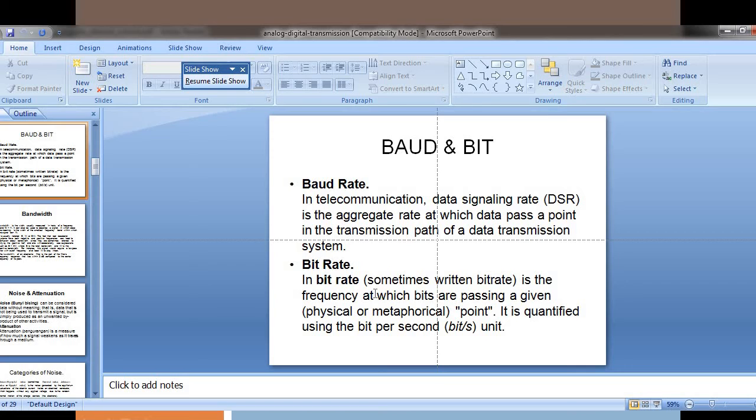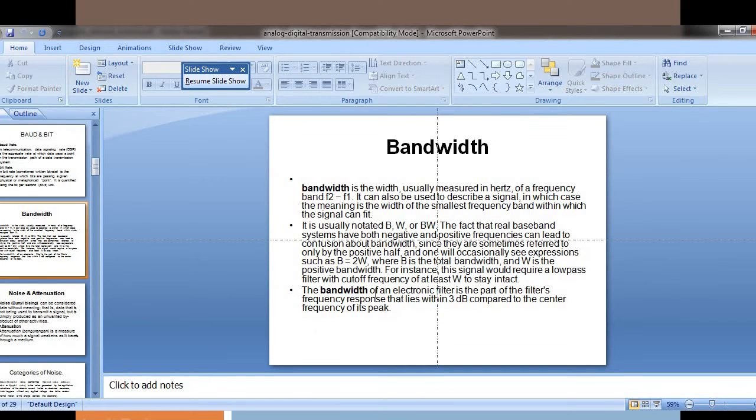Some other basic terminology: baud rate and bit rate. In a telecommunications network, the data signaling rate is the aggregate rate at which data pass a point in the transmission path of a data transmission system, which is the baud rate. And bit rate is the frequency at which bits are passing a given point. It is quantified using bits per second.